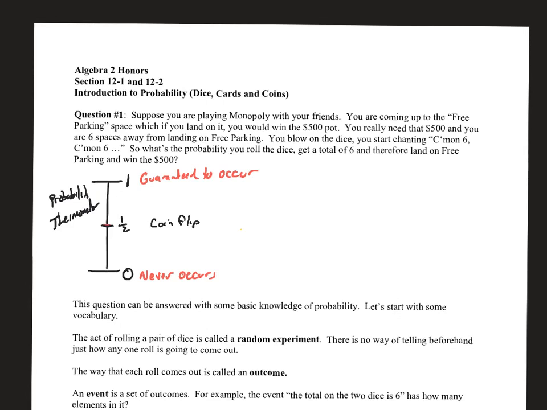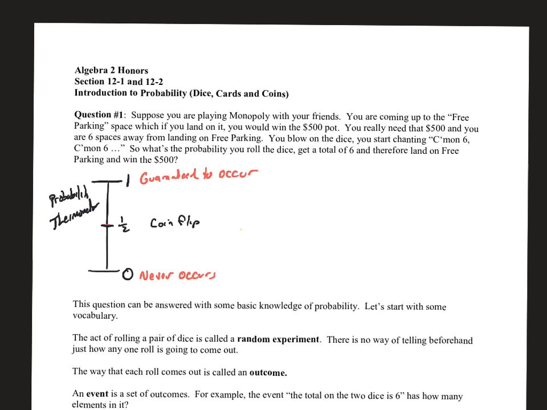When a woman gives birth to a baby, the probability that it's male is 1/2. The probability that it's female is 1/2. If you were to pick a card out of a deck, the probability that it's a red card is 1/2. The probability that it's a black card is 1/2. And so you have probabilities all in between on this probability thermometer.